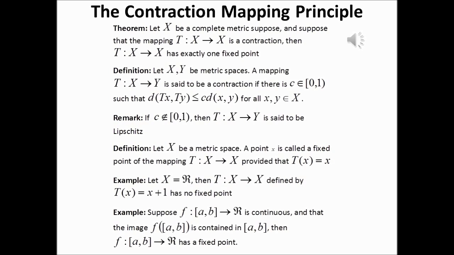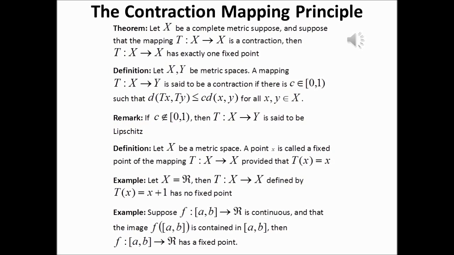So let us consider some examples. Suppose that X is the set of real numbers, and we define the self-map by T of x equal to x plus 1. Then we see that T has no fixed point. The reason for that is basically the equation x plus 1 equals x has no solution.